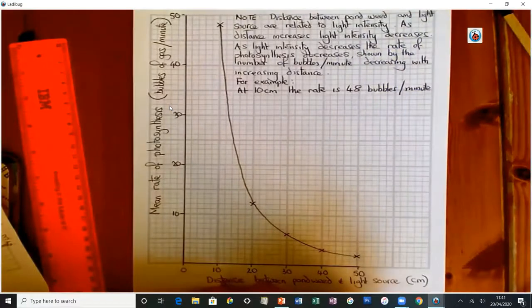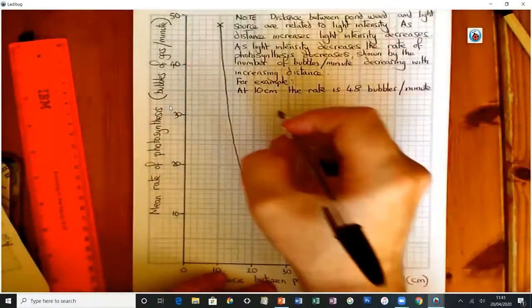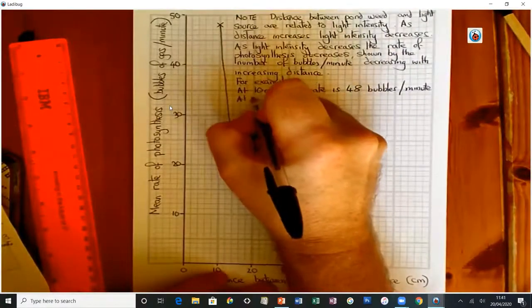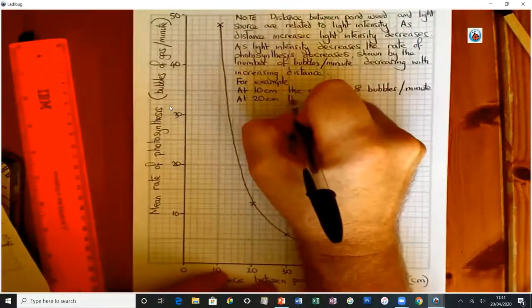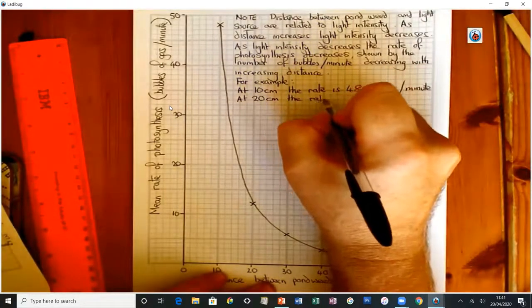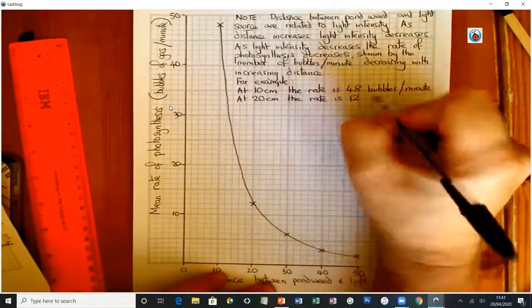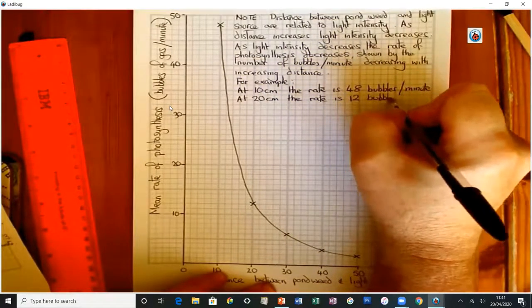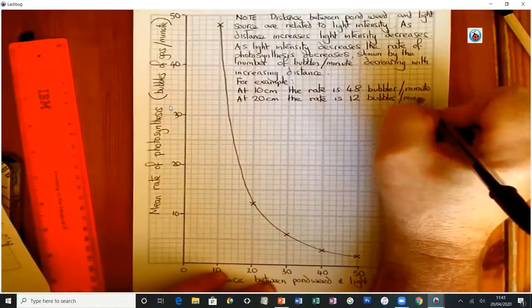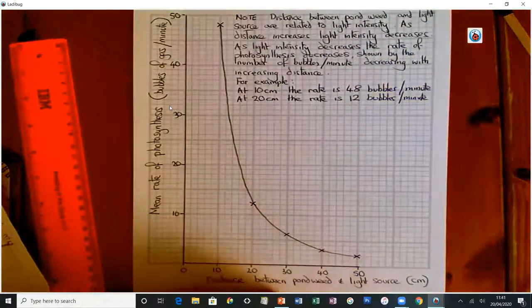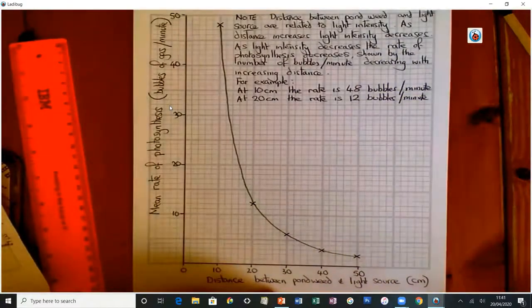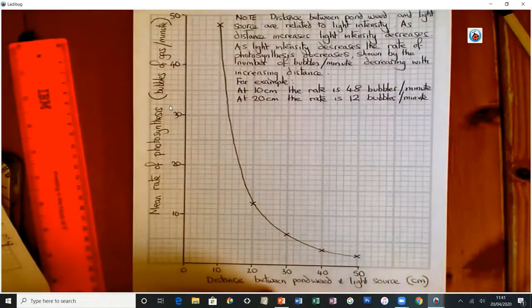And if we look at 20 centimeters, if we double the distance, the rate is just 12 bubbles per minute. So at 20 centimeters, the rate of photosynthesis is 12 bubbles per minute. That shows us that as we're increasing the distance, we're reducing the light intensity and the rate of photosynthesis is decreasing. Because of course, plants need light, they specifically need light energy to photosynthesize.